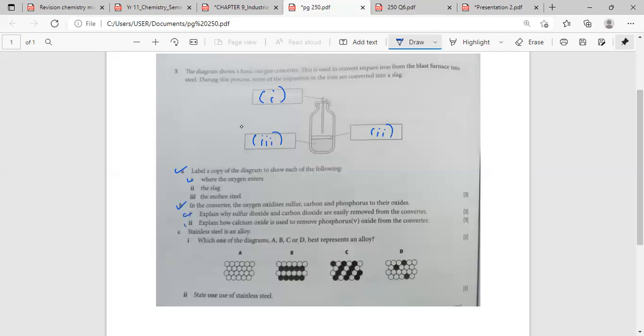Look at the next question. It's 3 marks, so you need to write three relevant points. Explain how calcium oxide is used to remove phosphorus 5 oxide from the converter. Who can answer?